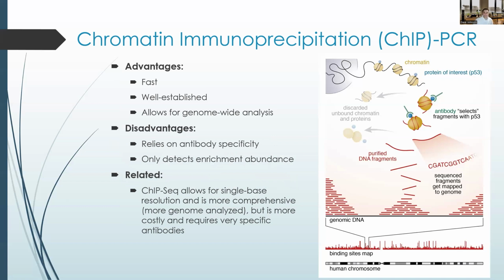Some advantages to doing qPCR. The first is it's relatively fast. This is something we can get done in a fairly short time scale, which means you can get fairly rapid results, which is sometimes hard to come by in genomics. It's also very well established, which means the protocols for doing this are pretty well established. You don't have to reinvent the wheel here. This is pretty much a gold standard for doing this.